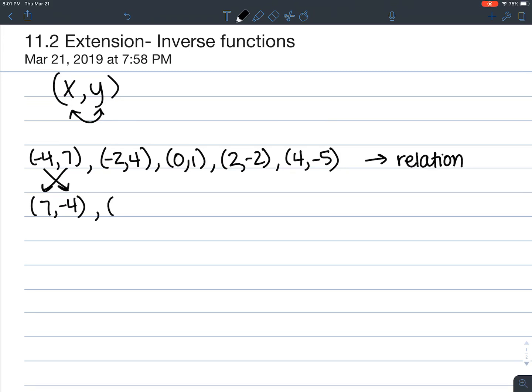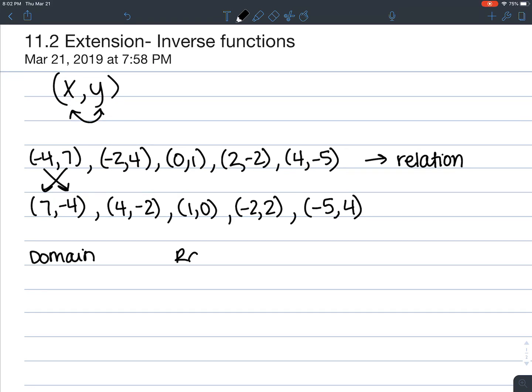And so I'm going to do it again. So this is now (4, -2). And so now this is (1, 0). We have (-2, 2). And then what would this one be? (-5, 4). Okay.